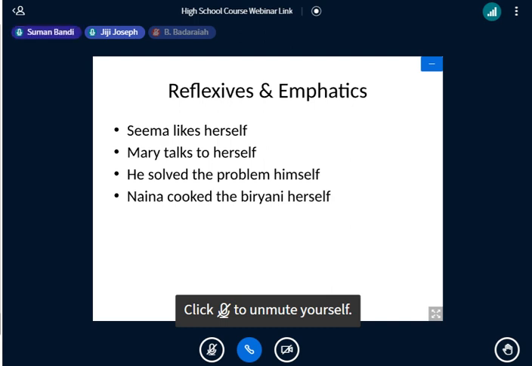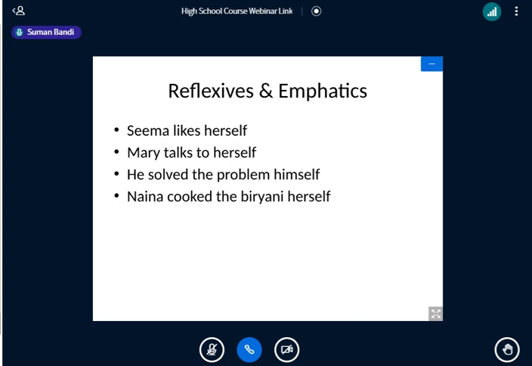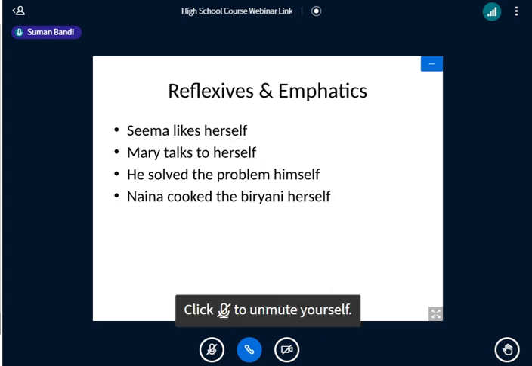See, a reflexive is a pronoun which is the object of the sentence, which means we use a reflexive pronoun in a sentence when the subject and object are the same. Normally, subject and object are different. Subject is one person, object is another person or thing. But sometimes, both the subject and the object are the same person. Then we use a reflexive pronoun.